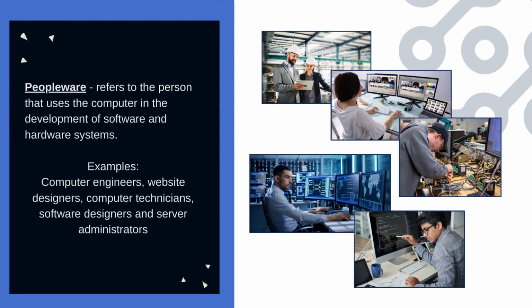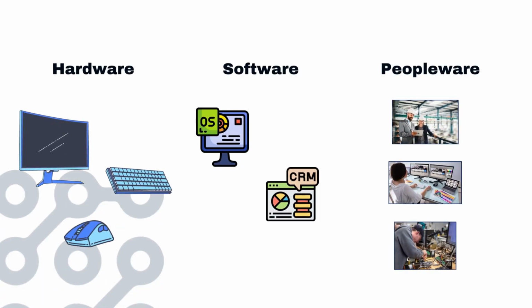The most important part of the computer system is the peopleware. It refers to the person that uses the computer in the development of software and hardware systems. Examples are computer engineers, website designers, computer technicians, software designers, and server administrators. It refers to you, me, and all of us because without us, the computer cannot work on its own. Now that we have discussed the 3 components of a computer system, let us have a closer look at the basic parts of the computer system.